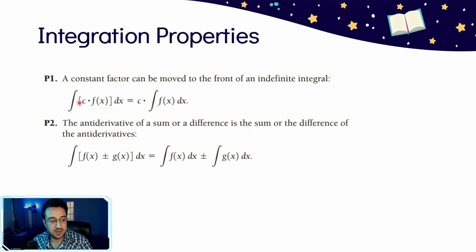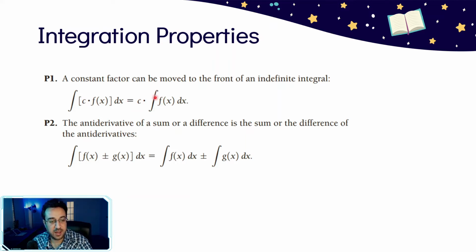If you have the integration of a constant c multiplied by the function f of x dx, you can kick the c outside the integration so that you can do the integration in a simpler form, and whenever you finish the integration, you go back to that constant and multiply it by the result. So that would equal c multiplied by the integration of f of x dx.